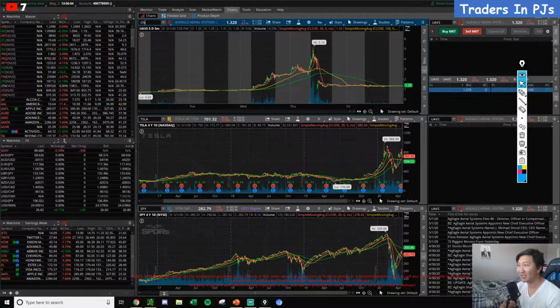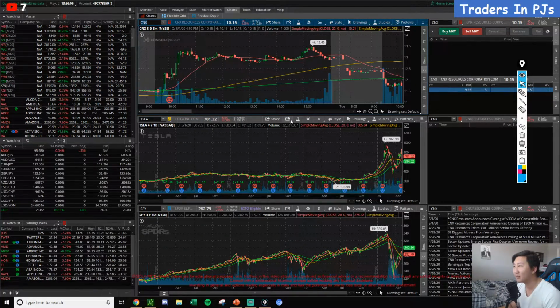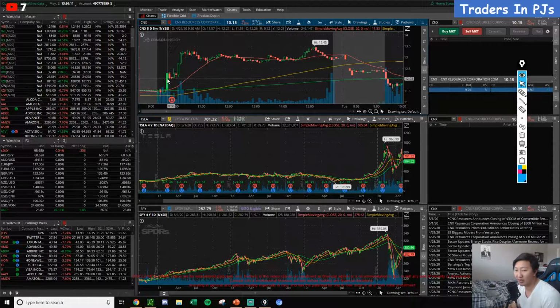So let's just look at CNX, because I know about this one. I see a breakout here, basically saying it was trading sideways here, a new trend has formed, it broke out. And so this is an uptrend. I touched on this in prior lessons, but this is an uptrend.